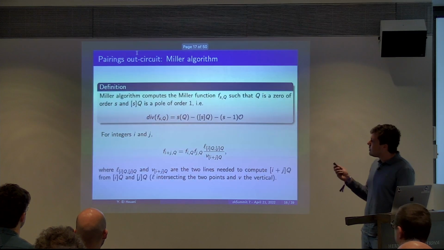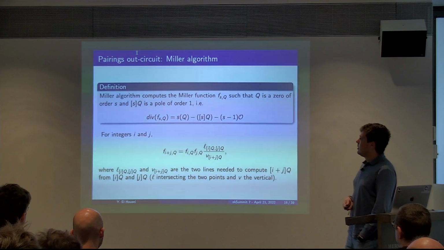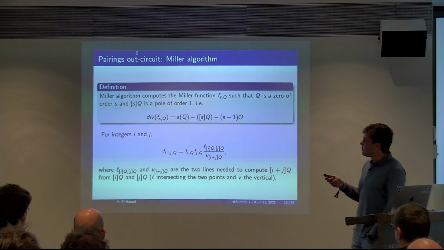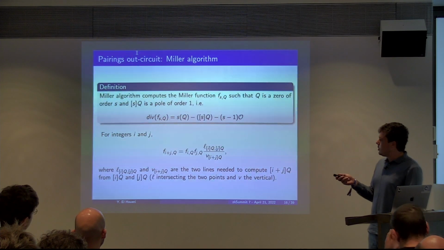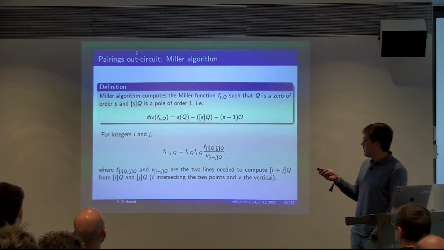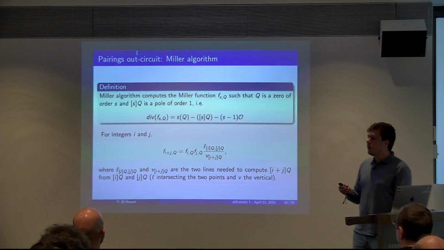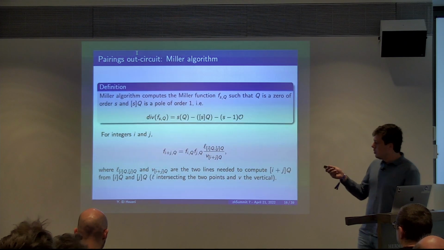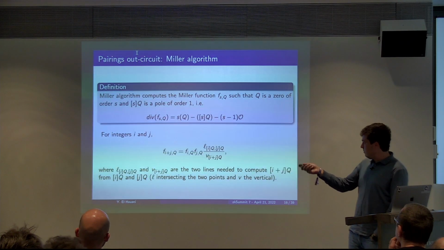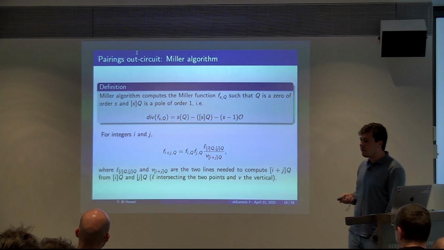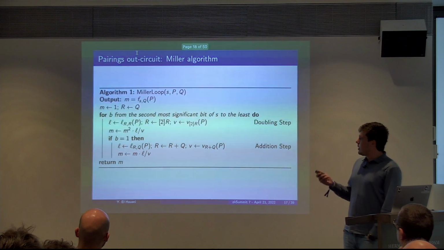So what are these functions? This is just a definition of a Miller function with algebraic geometry notions, but we do not care about this because algorithm-wise, we just use this trick. At the end of the day, we do not know what this function is. We just need to evaluate it at some point P. So we use this iterative fashion, basically this equation, which gives us this algorithm.